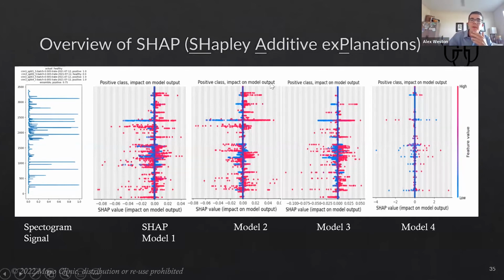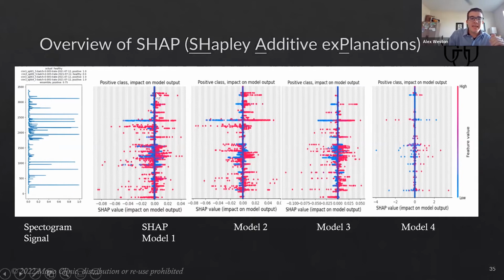So this is an example of what one of these SHAP plots looks like. I apologize, there's a lot of information on this slide, but I think it's illustrative. I tried to cobble this together as best I could. Again, we see an example of our model prediction on the left with our spectrogram signal.